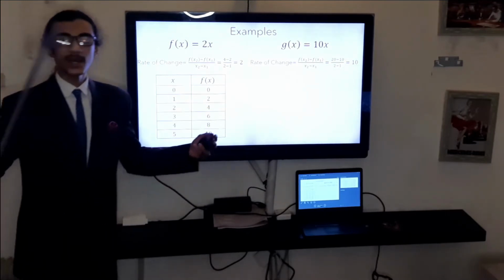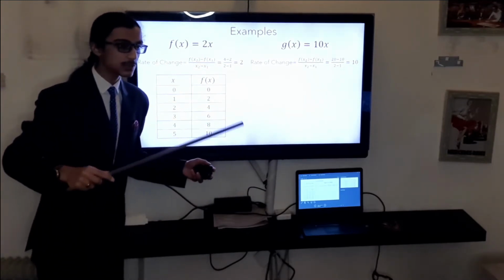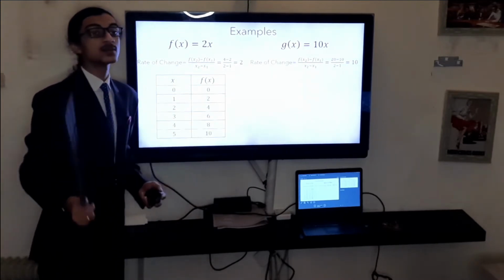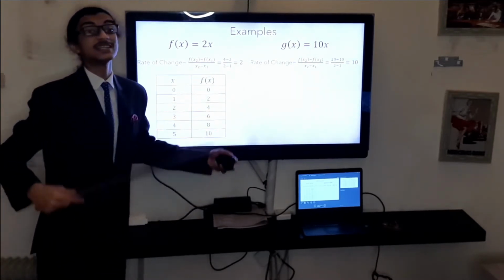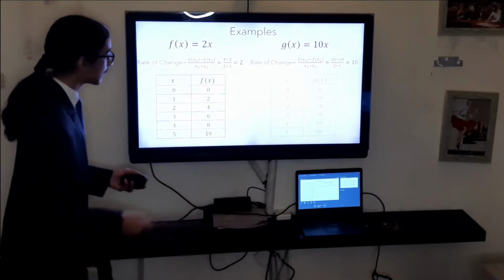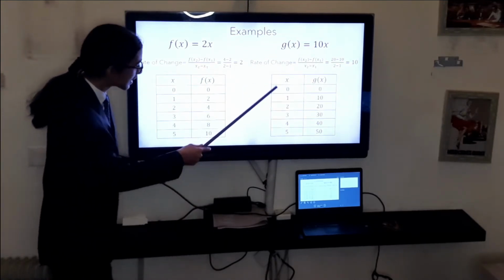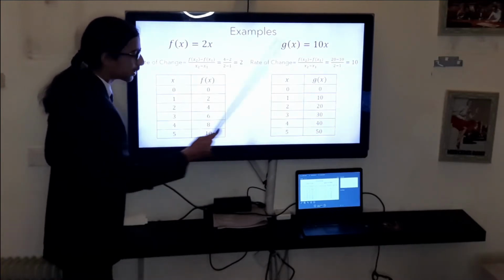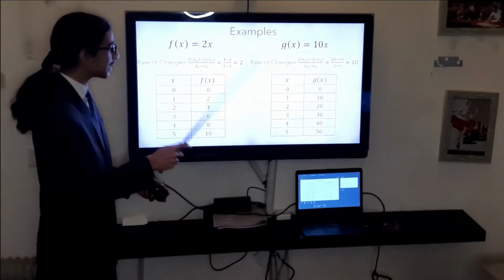What does this number mean? It just means that for every unit increase in x, the function increases by 10. So as I increase x by 1, the function, instead of increasing by 2, is increasing by 10. So it's growing much faster. Once again, we can easily see this: as I increase x by 1, g of x increases by 10. 3 to 4, 30 to 40, right? It's increasing by 10 each time I increase x by 1.